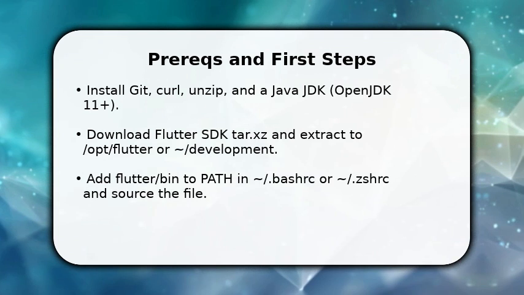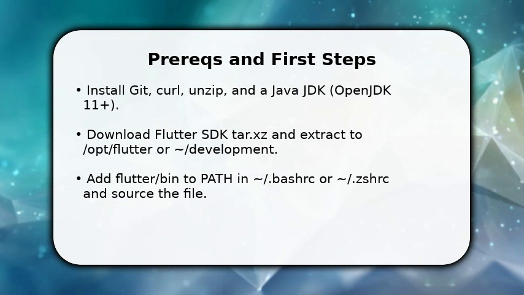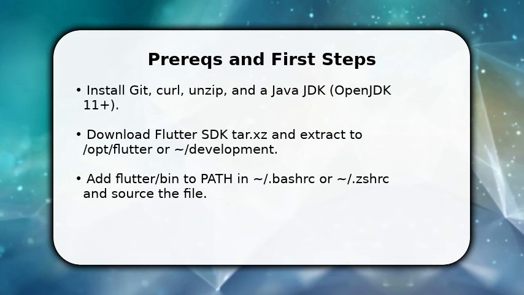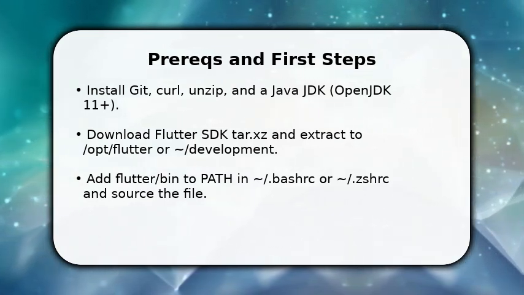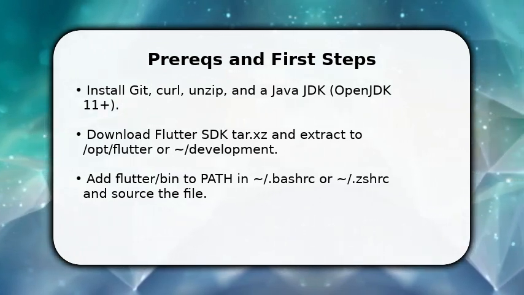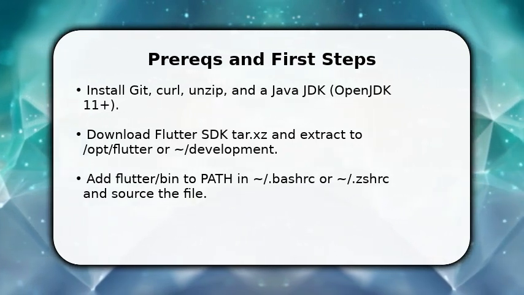Next, download the Flutter SDK archive and extract it to a stable location like /opt/flutter or a development folder in your home directory so permissions stay predictable. Once extracted, update your shell profile to add flutter/bin to PATH and source it. This makes the Flutter command available immediately. Doing this now prevents PATH and permission issues.